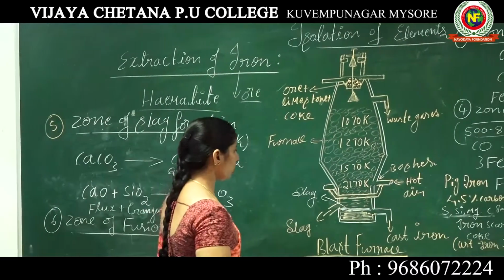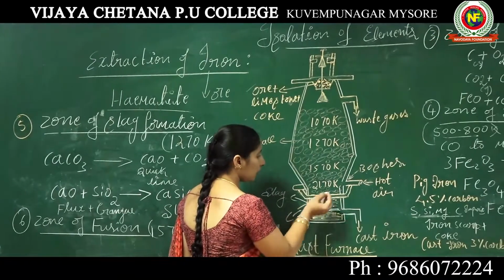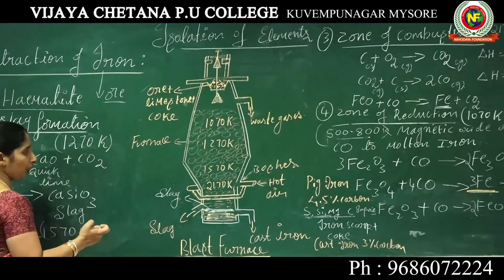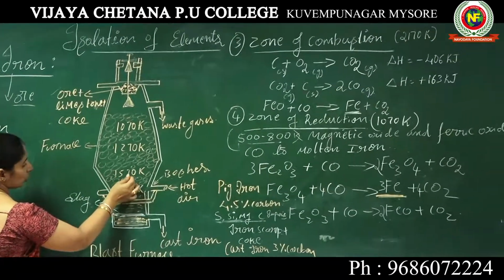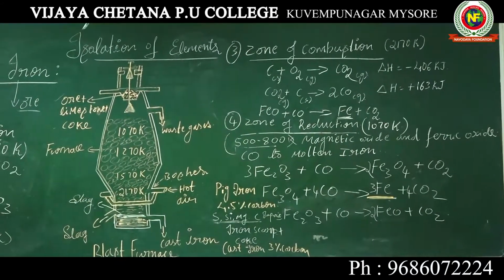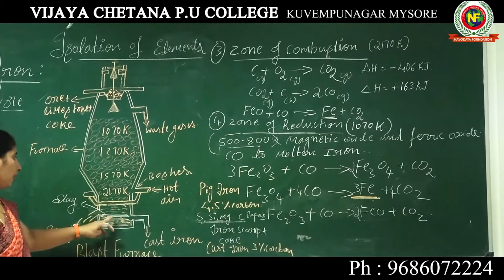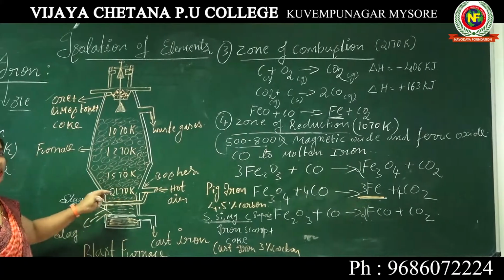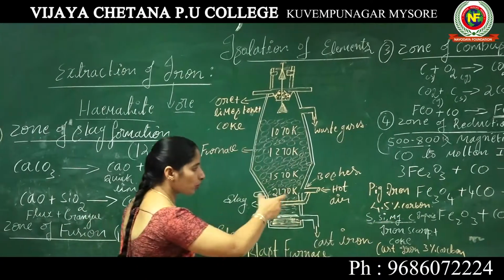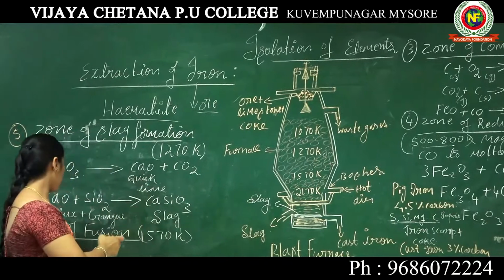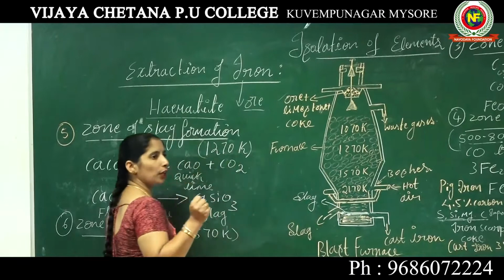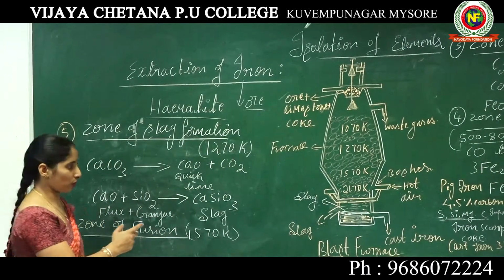So in the zone of fusion, what happens? Here the impurities are there. Hence the molten iron will absorb those impurities at this temperature. This molten iron will absorb impurities like silica, carbon, sulfur, manganese. So these are all the impurities in the zone of fusion.